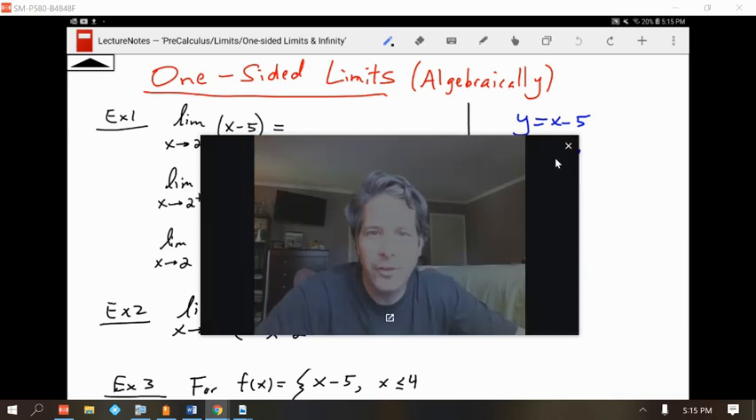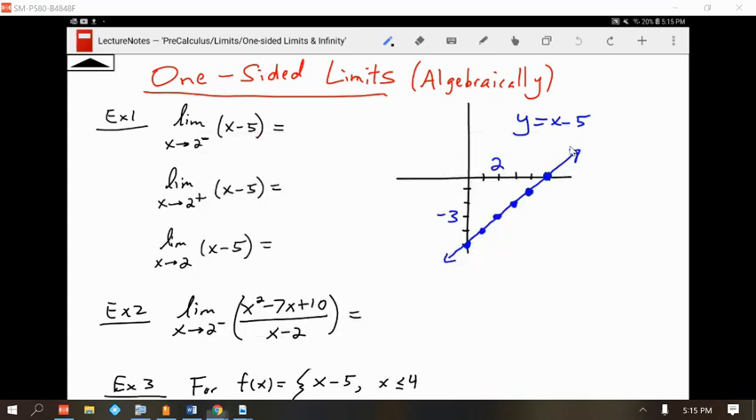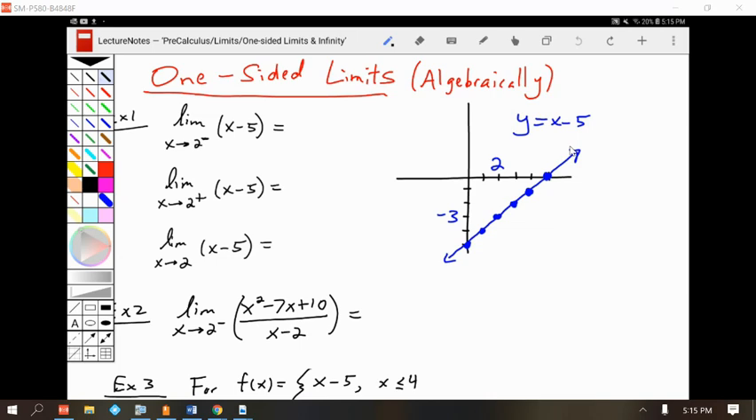So without further ado, I'm going to get rid of me and we can see the notes. And we'll try to go through this as fast as I can. I'm going to keep this video under 15 minutes. Okay, that's a goal. How do you find limits as you approach 2 from the left?